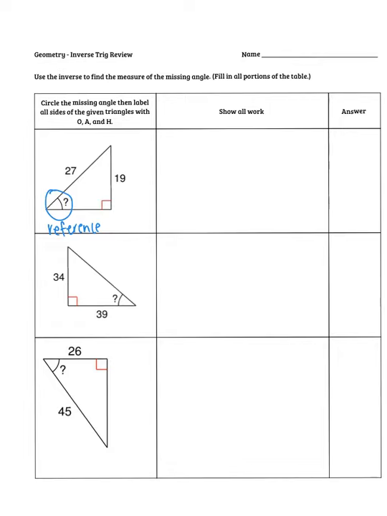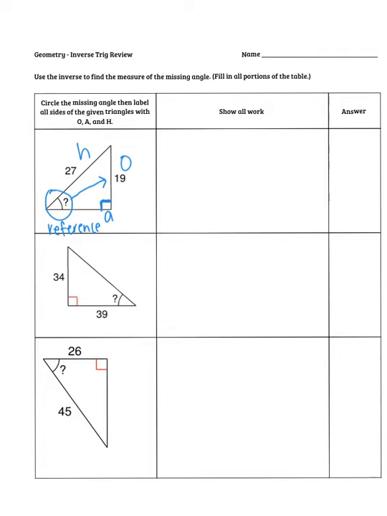I'm going to use that to label my sides. Again, we're just labeling it O, A, and H. Remember, O is opposite, and that's across from the angle. Hypotenuse is that long slanted side, and it's also across from the right angle. And then adjacent is just our remaining side. It means next to the angle.